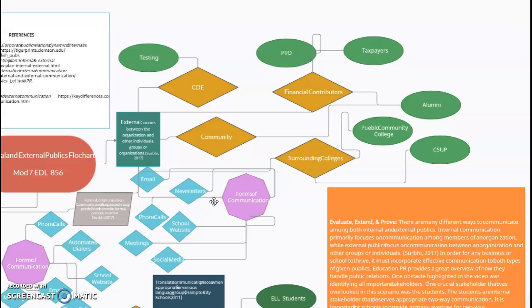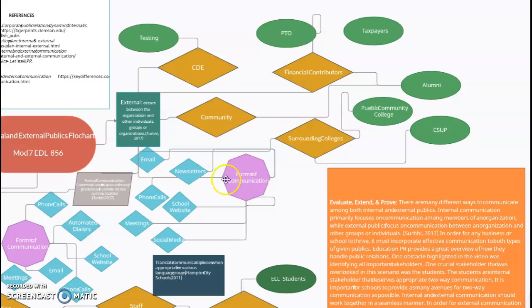We tend to communicate to these parties through email, newsletters, phone calls, school websites, meetings, and social media. I know specific alumni check the newsletters and the school websites on a normal basis, versus different financial contributors that we make personal phone calls to, or maybe personal visits, to make sure they understand their importance and how much they help our school.